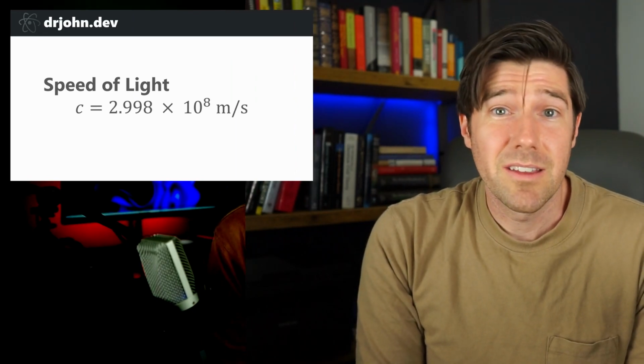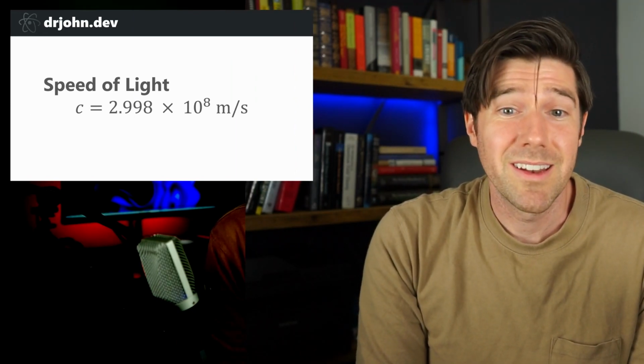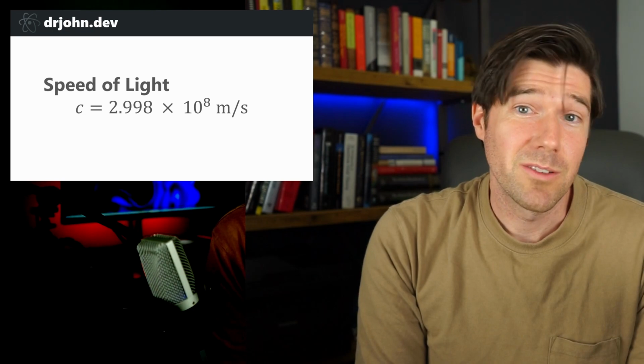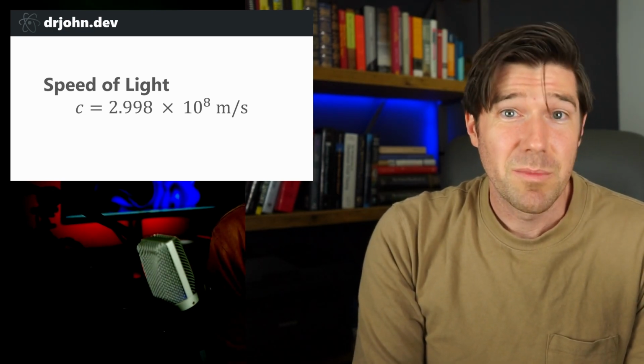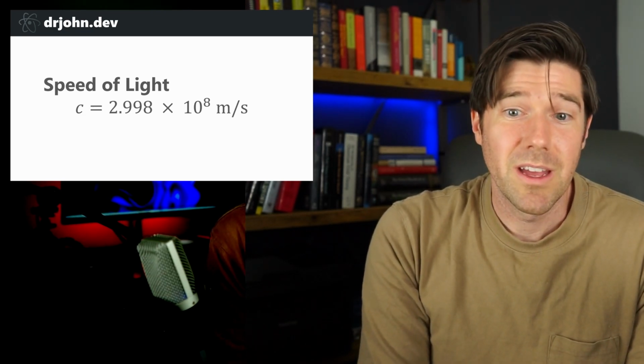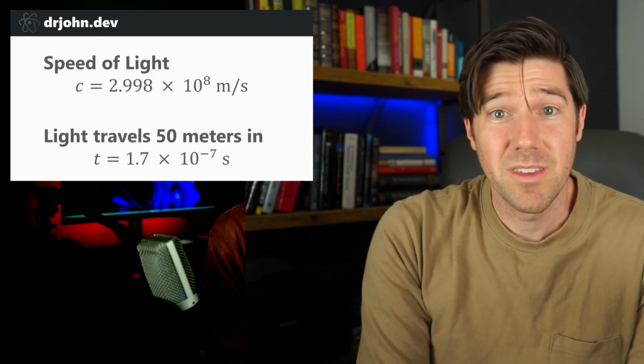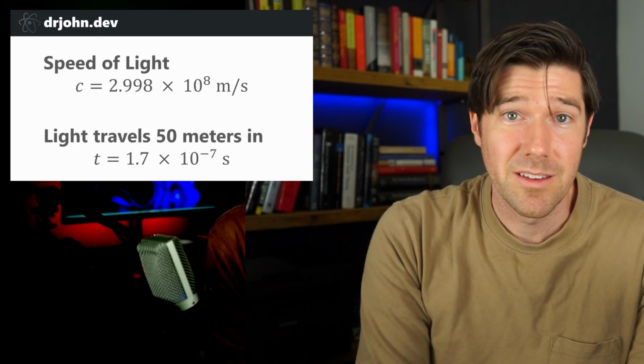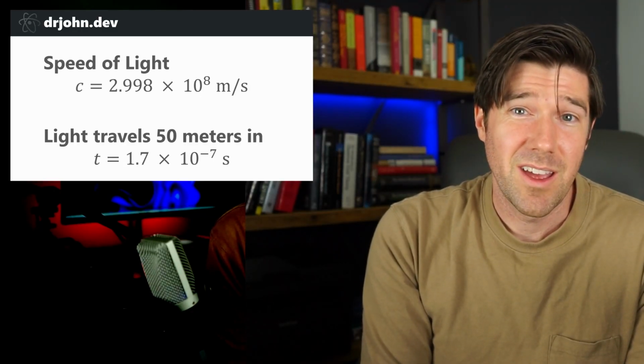Light travels at a constant speed of 2.99 times 10 to the 8 meters per second. Dividing the distance by the speed, we can determine a pulse of light takes 1.7 times 10 to the minus 7 seconds to travel from one end of the pool to the other. It's very quick, but how quick is that?